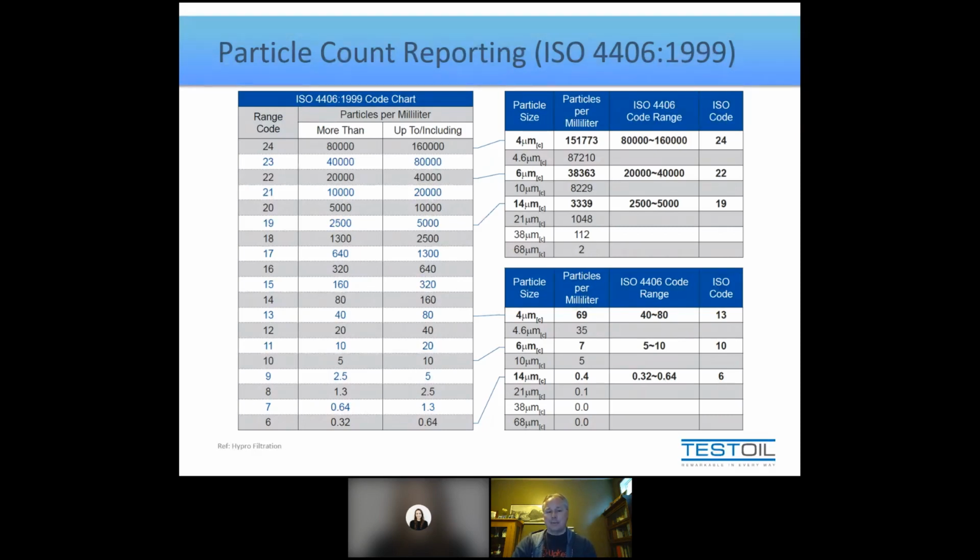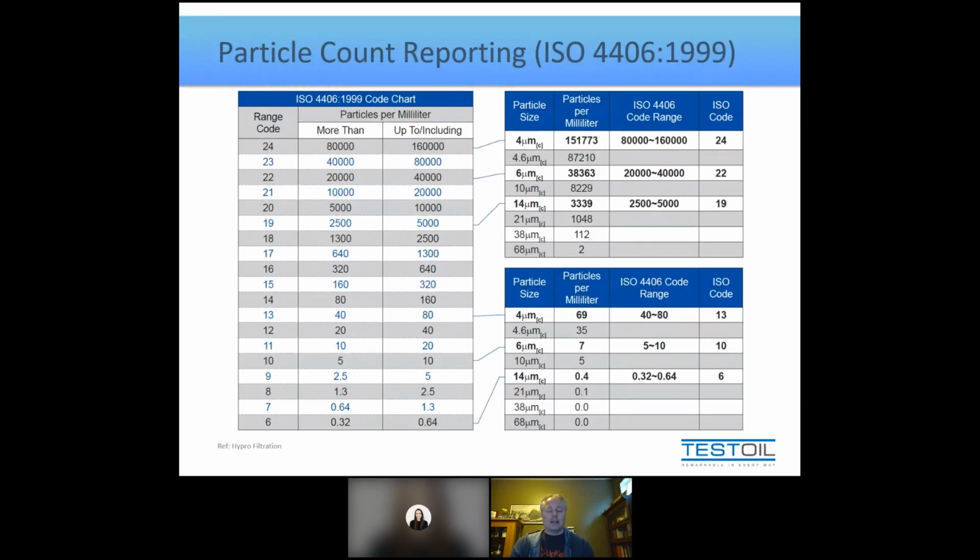But looking at this example here on this slide, the top example, let's see how they arrived at the codes. Right? The particle count for the greater than 4 micron value says it's 151,773 particles. That is between 80 and 160,000 particles per milliliter, which is an ISO code of 24. So you can see between the 2 tables, there's a little line. You can follow where the code came from, which line it came from. So a particle count like that gets assigned an ISO code of 24.